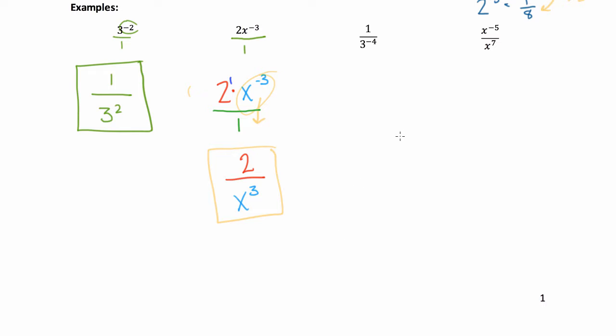Okay, here I have another one. 1 over 3 to the power of negative 4. Now this is a case where that 3 is being affected by this negative exponent, so it is going to come up, and when it comes up, that exponent becomes positive, and then the only thing left downstairs is 1, so that would normally just be written as 3 to the power of 4.